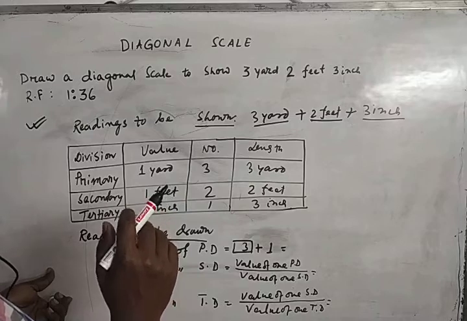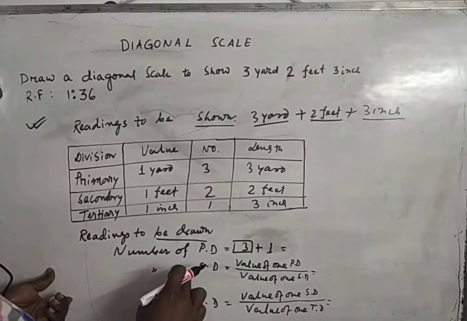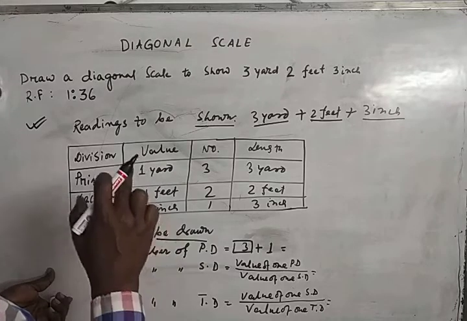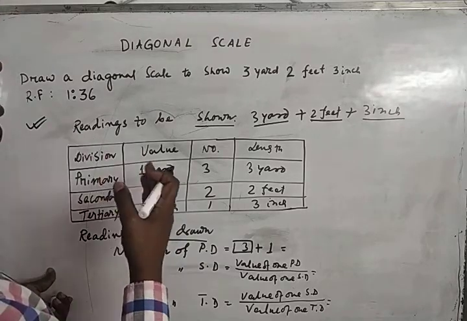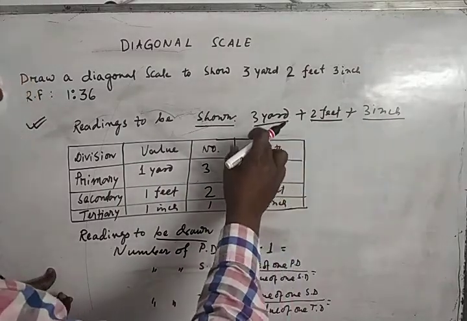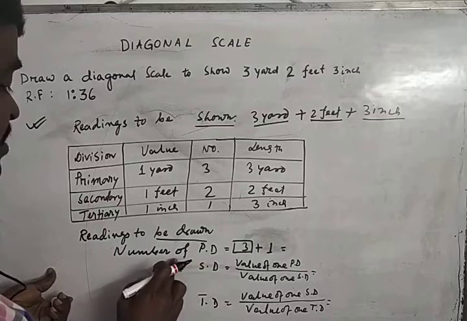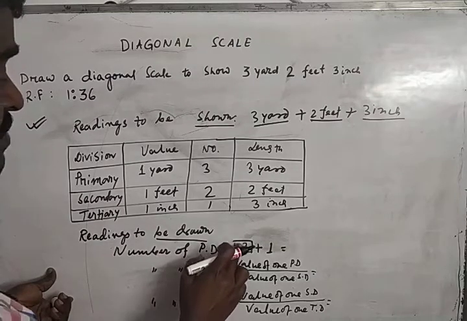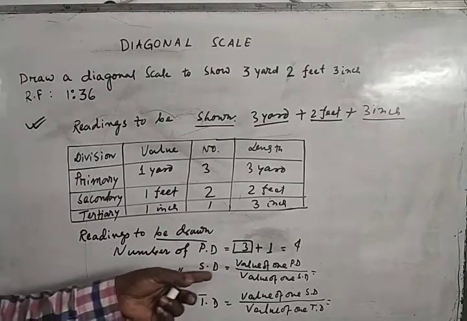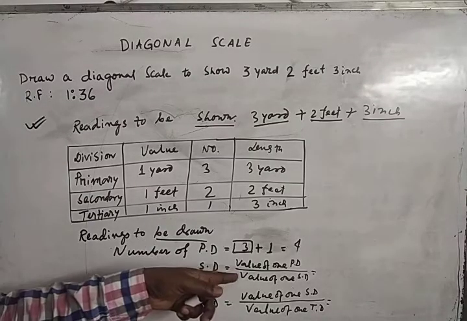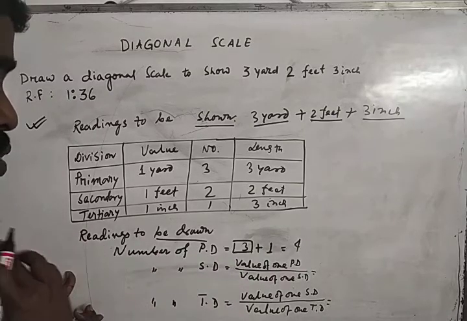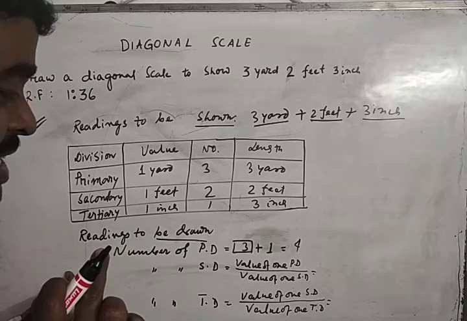Already I have mentioned that for the purpose of drawing, some more length is needed than the amount which is to be shown, 3 yard, 2 feet, 3 inch. More amount is to be drawn. Number of primary division must be one more. 3 plus 1 is equal to 4. Okay, but for the number of secondary and tertiary division, that will depend on that formula. How? Number of secondary division. Here is no question of one more addition like that.